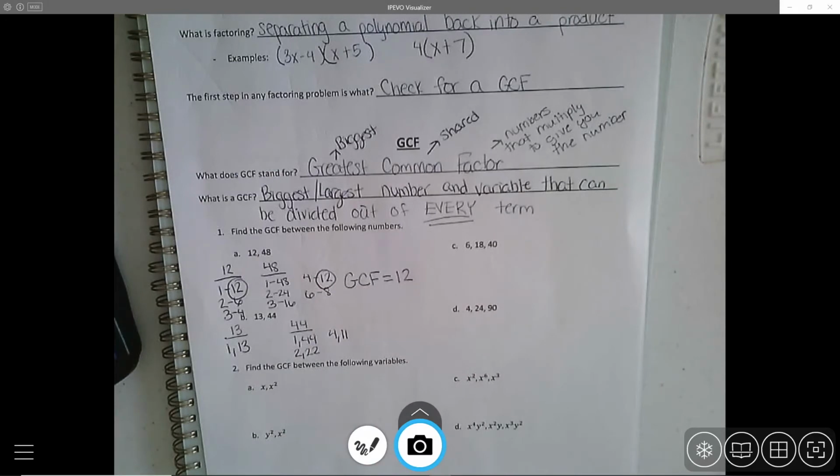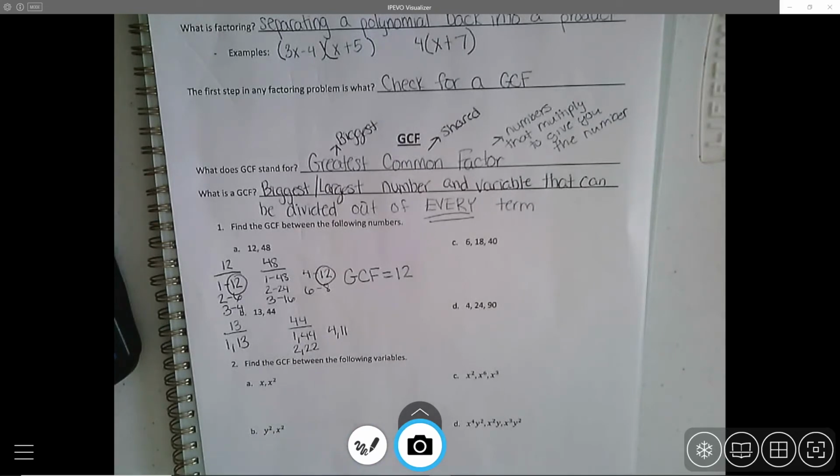Okay, so you should have come back. You should have found that on this one, looking at your GCFs, 13 is what we call a prime number, meaning that the only two numbers that are factors and that multiply to give you 13 are 1 and itself. For 44, we had 1 and 44, 2 and 22, 4 and 11.